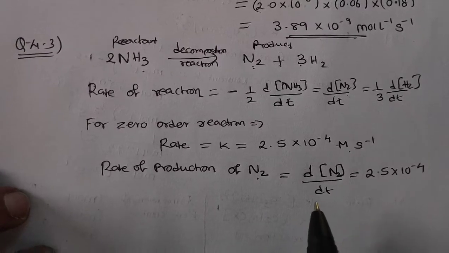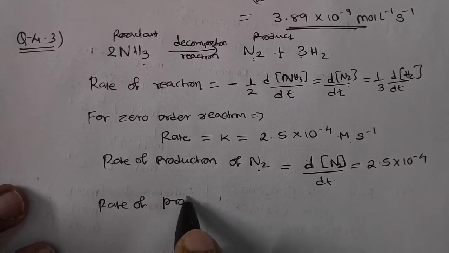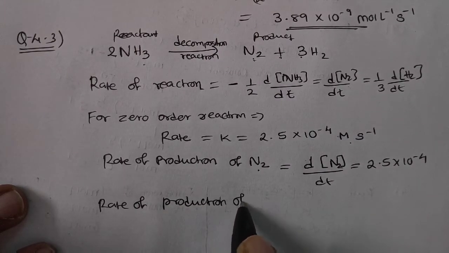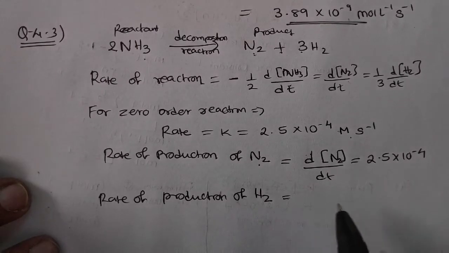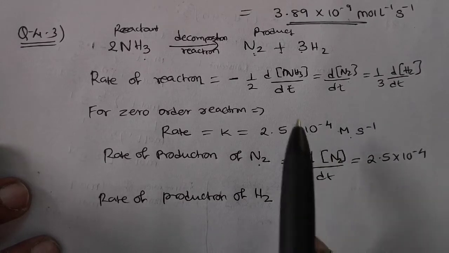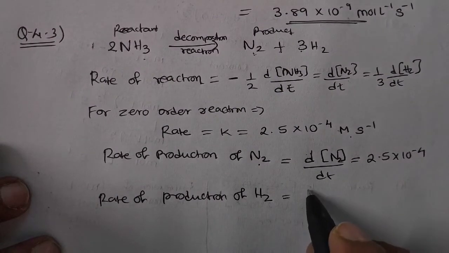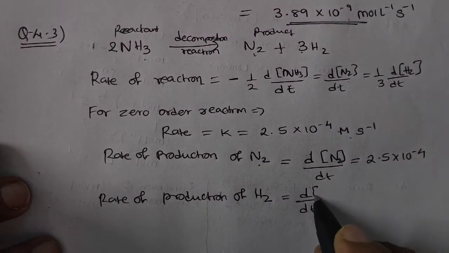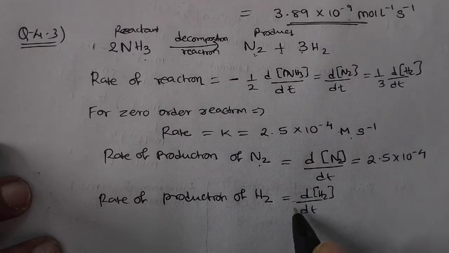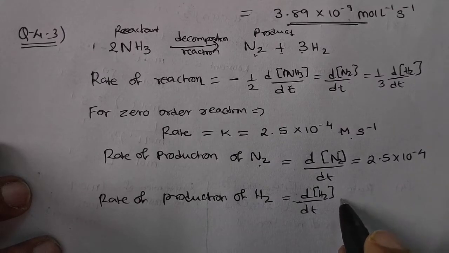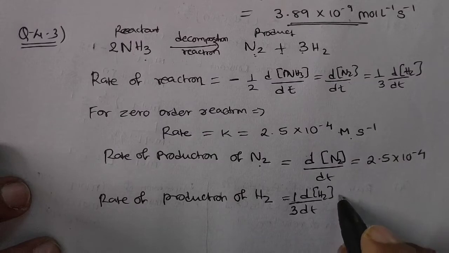Now suppose in the same way I want to write the rate of production of H2, then it will differ. Why? Because it is 3 times what you see in the formula, 3 times the concentration of H2, so it will be d by dt of H2. Here it will be 1 by 3 if you write. Now that 3 I will take on the other side. If you didn't understand, I write like this: 1 by 3 is equal to K.